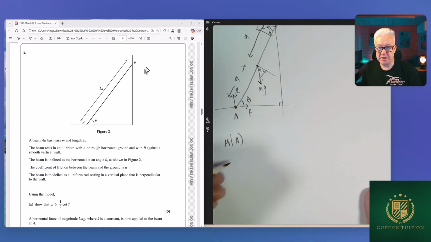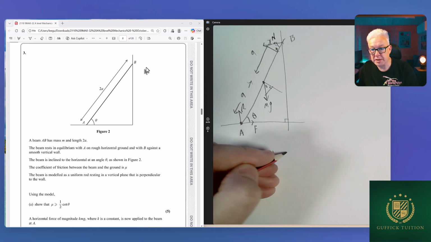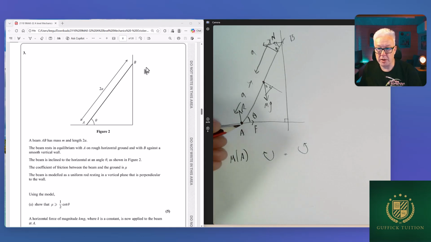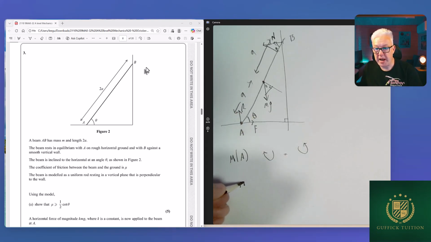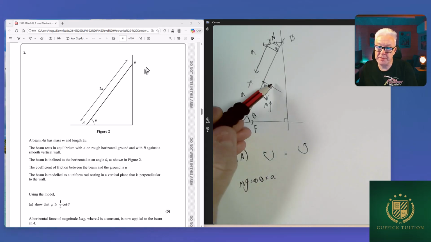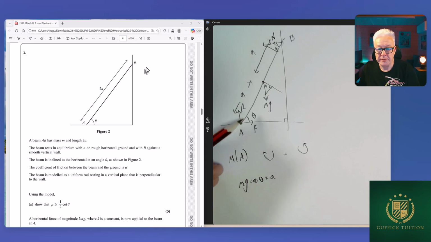So if we're going to take moments about A, it's in equilibrium, so the sum of the clockwise turning moments is going to equal the sum of the anti-clockwise turning moments. So what are our clockwise turning moments? We've got a component here from mg, so that is going to be mg cos theta times A. It's cos because this side here is the adjacent in this triangle, and we want the component that's perpendicular to the rod.